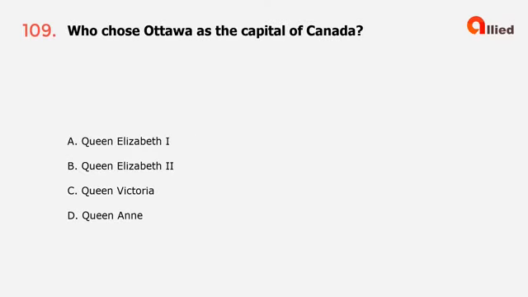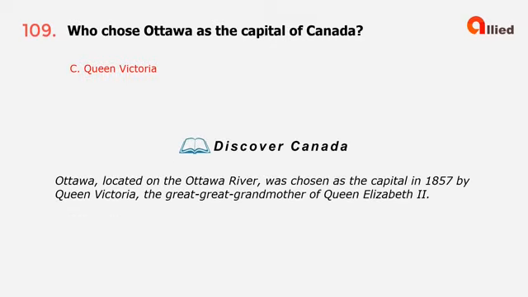Question 109. Who chose Ottawa as the capital of Canada? A. Queen Elizabeth I. B. Queen Elizabeth II. C. Queen Victoria. D. Queen Anne. The answer is C. Queen Victoria.